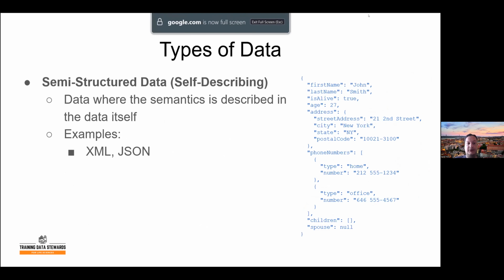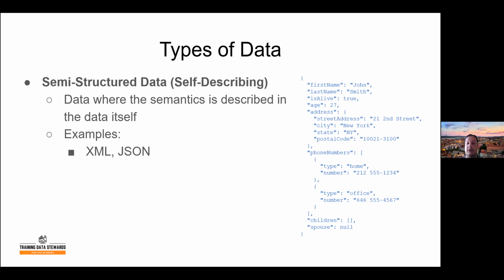And then there is what is called semi-structured data, or self-describing data, which is data that abides by a data model, but the data model is described in the data itself. Okay, and common examples of these are XML data or JSON data. You see here on the right an example of JSON data.